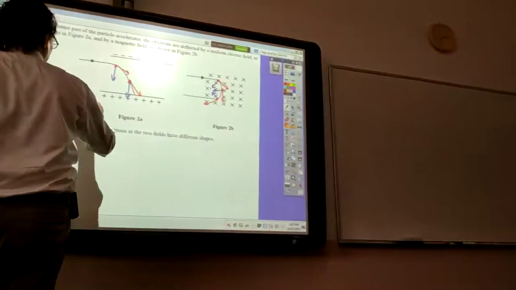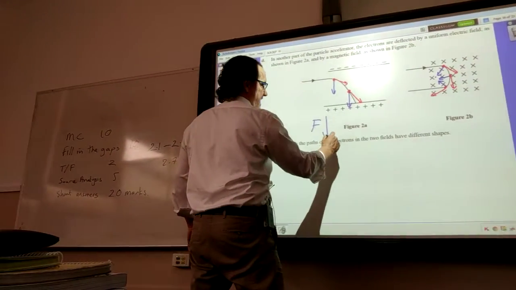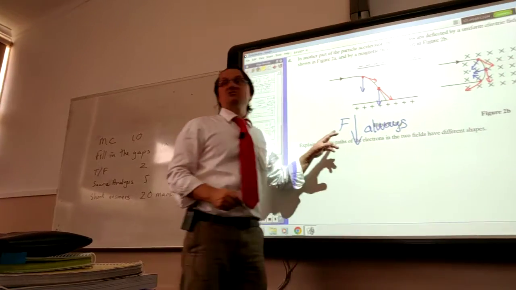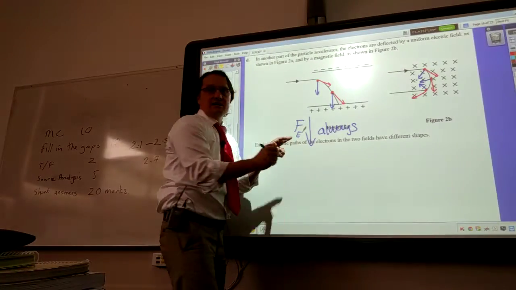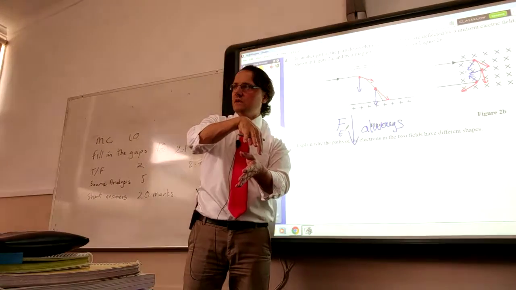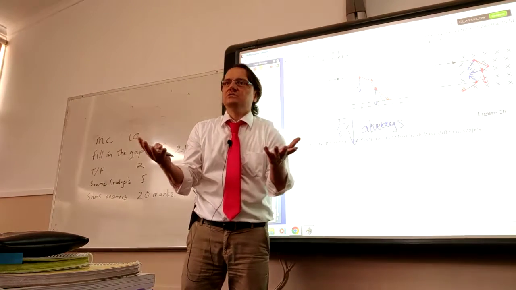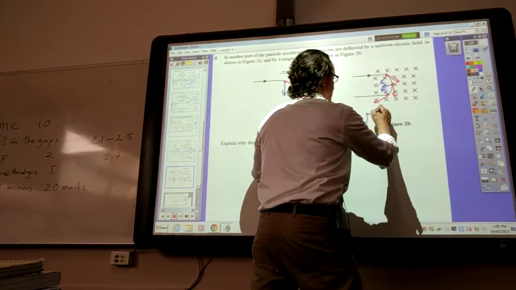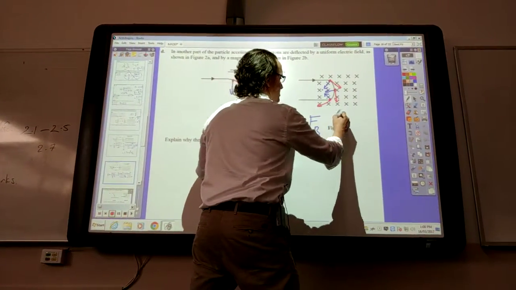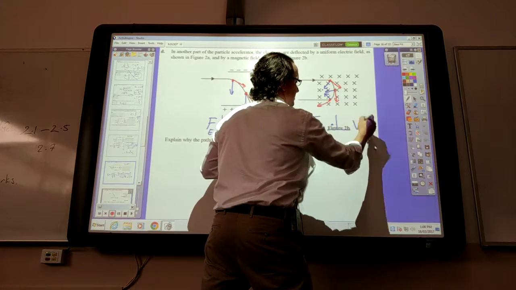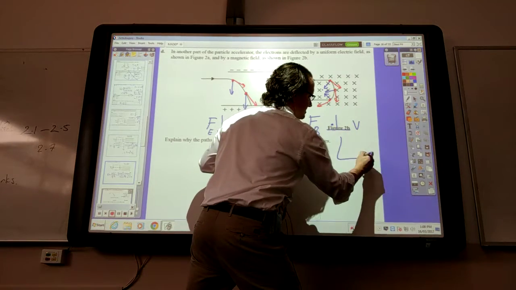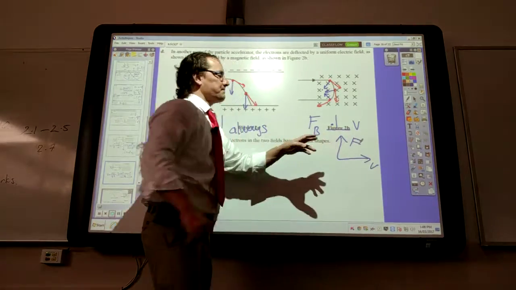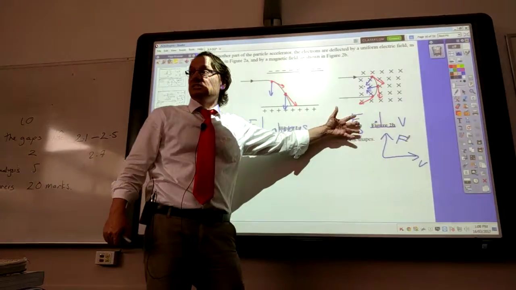So, the force in electric field is down always. It's like gravity. Gravity is always down. Gravity doesn't change direction. Whereas in magnetic field, it is always at right angles to the velocity. So that's why that makes the change.